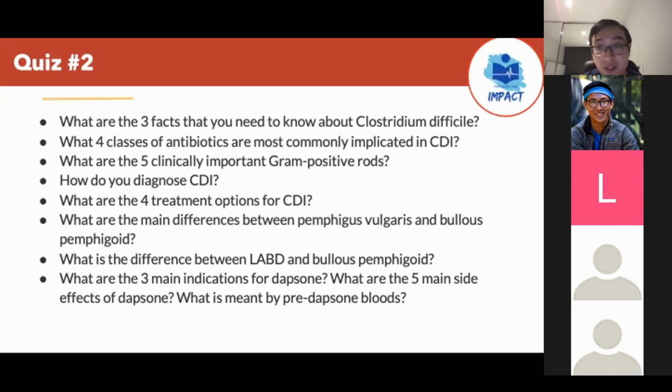Three main indications of dapsone. So we talked about dermatitis herpetiformis and LABD. The other two indications are leprosy and also PJP prophylaxis as a second-line agent. Five side effects of dapsone: hemolytic anemia, methemoglobinemia, agranulocytosis, dapsone hypersensitivity syndrome, which is seen in patients with HLA-B1301, and peripheral motor neuropathy. And the pre-dapsone bloods are FBE, LFT, G6PD, and HLA-B1301.